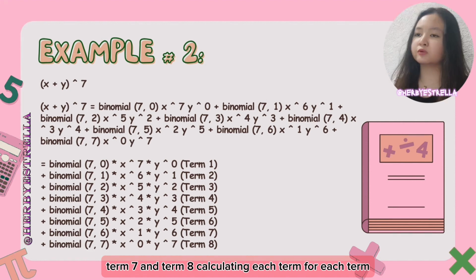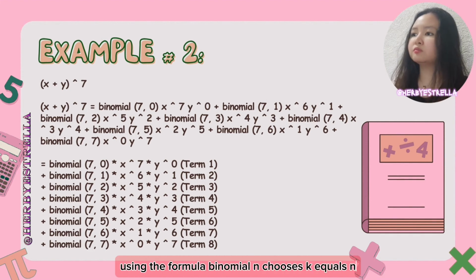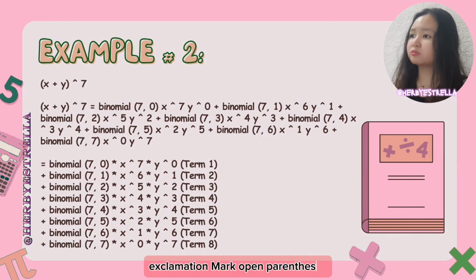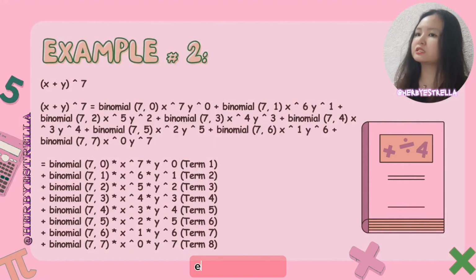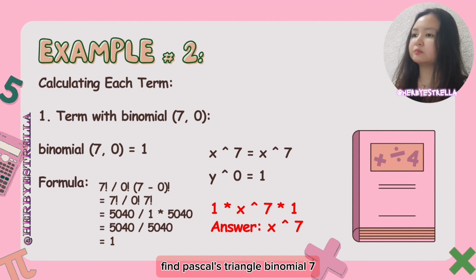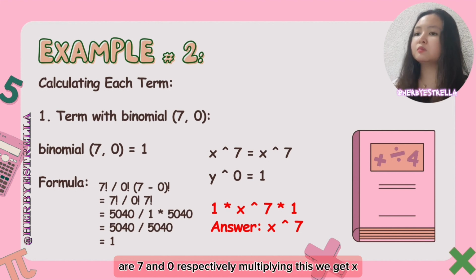Calculating each term. For each term, determine the binomial coefficient using the formula binomial n choose k equals n factorial divided by k factorial times (n minus k) factorial. Term 1: using the binomial coefficient formula, we find binomial 7 choose 0 equals 1. The powers of x and y are 7 and 0 respectively. Multiplying this, we get x^7.